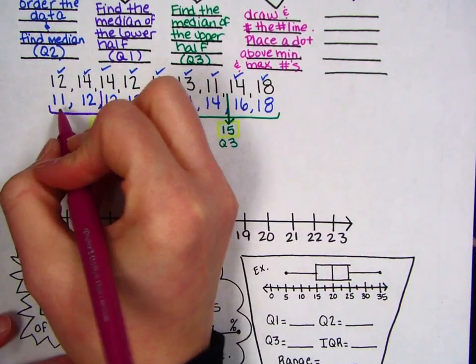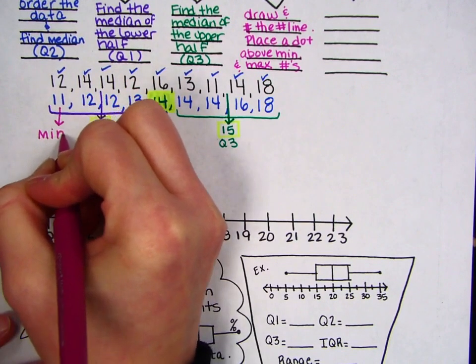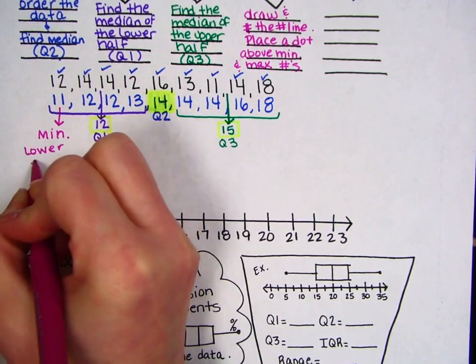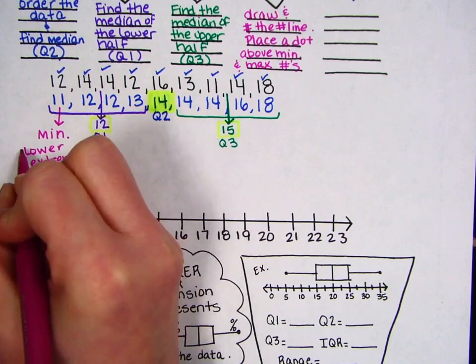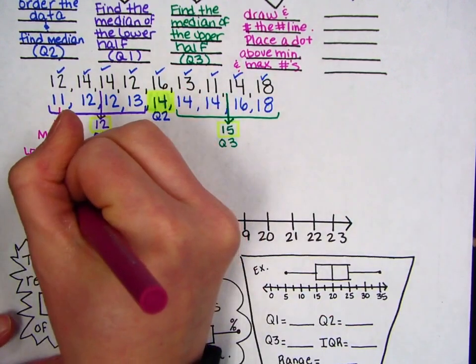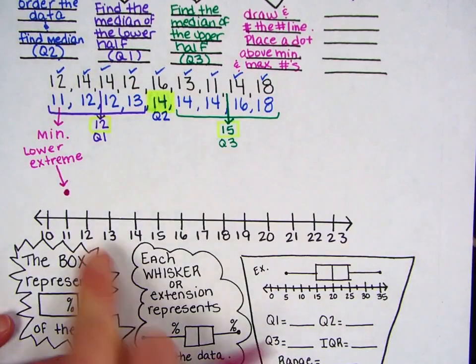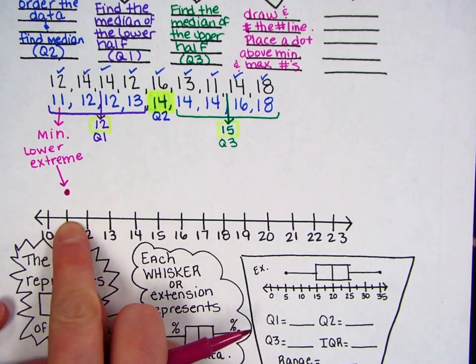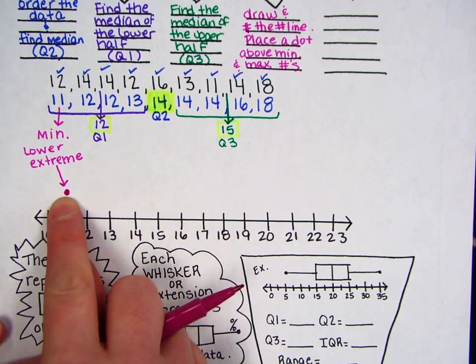So I'm talking in terms of 11. He is my minimum number. He's also known as the lower extreme. So he's got a couple of names. And I'm going to do my dot just floating right above. Notice normally we would plot the dot right there, but we're making a box plot. So we don't want it to be on the number line. It needs to be hovering above.